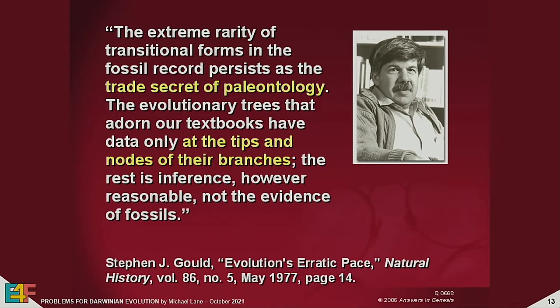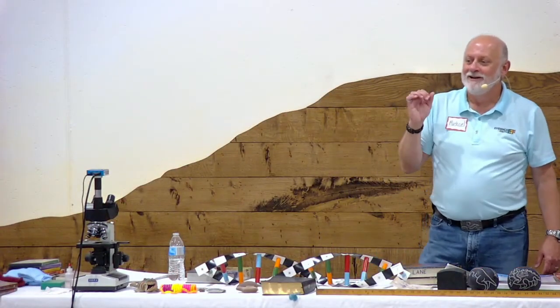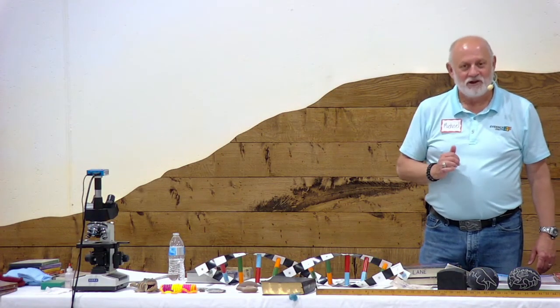The evolutionary trees, Darwin's trees, like I just showed, that adorn our textbooks have data only at the ends, at the tips and nodes of the branches. Everything else that you saw branching all the way back to the first is inference. It's all guesswork. There's no evidence to support it. That is amazing. However reasonable, it is not the evidence of fossils.